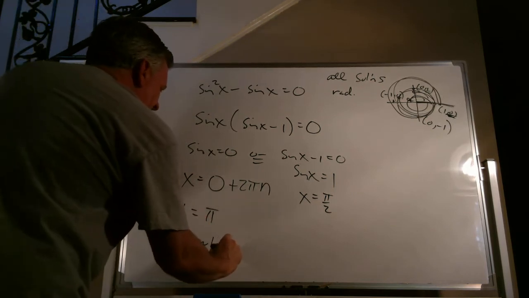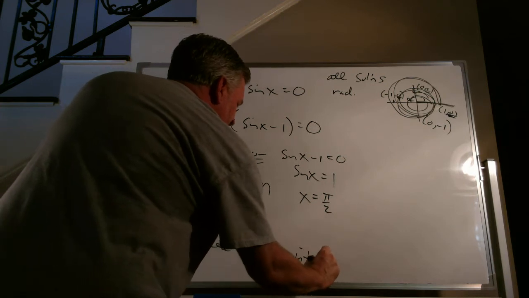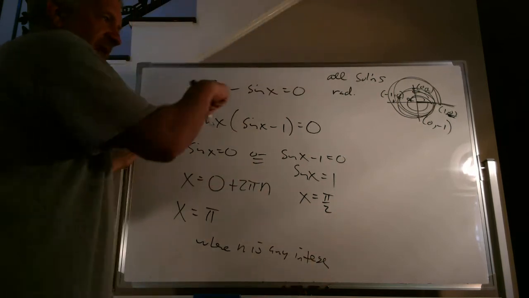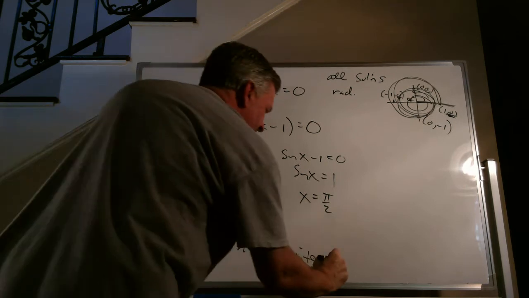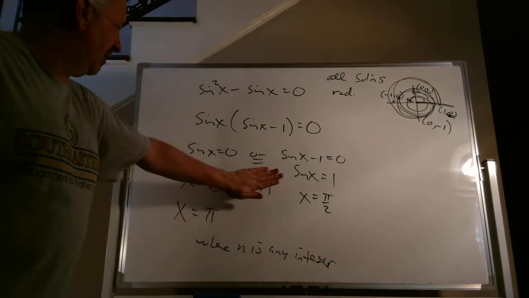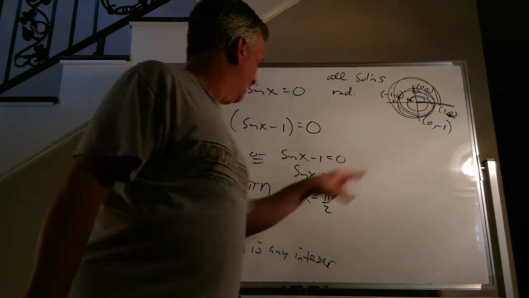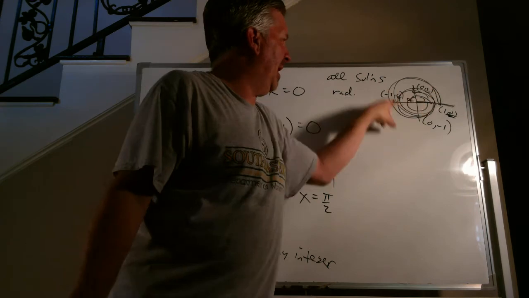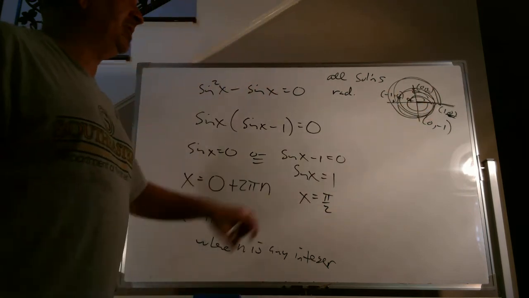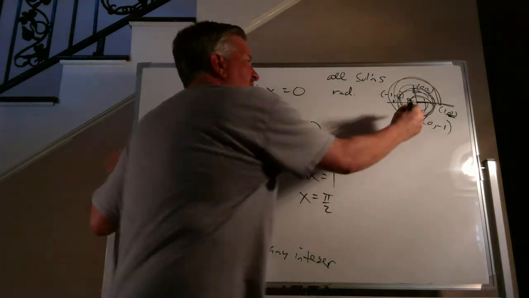So I'm going to add where n is any integer. Remember the integers are 0, 1, 2, 3, 4, 5, negative 1, negative 2, negative 3, dot, dot, dot. Notice if n is 0, I'm at 0. If n is 1, I'm at 2 pi, once around. If n is 2, that's 4 pi, twice around. So the n is how many times around you're going. If n is negative 1, you're going that way. And you still stop there.